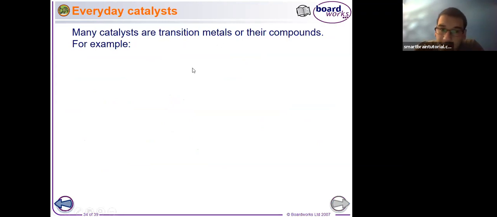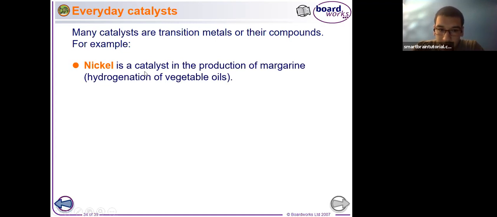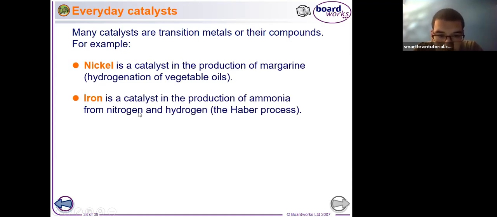Okay, many catalysts are transition metals. So they are solids. For example, nickel. Nickel is a catalyst used in the production of margarine. We can hydrogenate the vegetable oils using nickel, this metal, as a catalyst. The second one is iron. Iron is a catalyst used in the production of ammonia. This process is called Haber process.